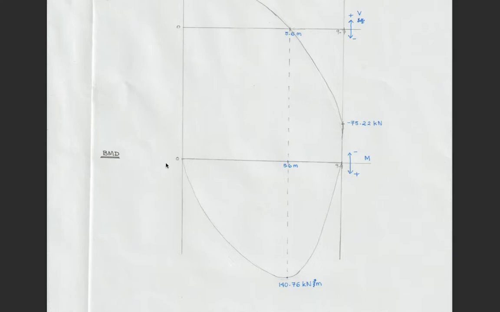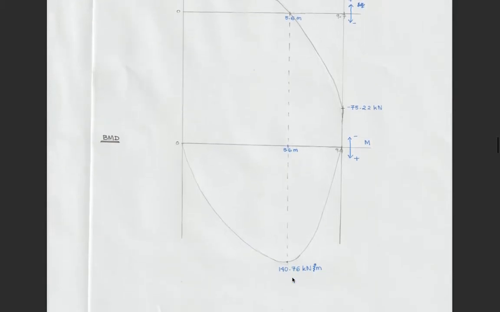So here's my bending moment diagram. I've just used the sign convention here. I've just switched it around so the positive bending moment is at the bottom or below the line, just so that it gives a much more realistic representation of how the beam would bend under the load.